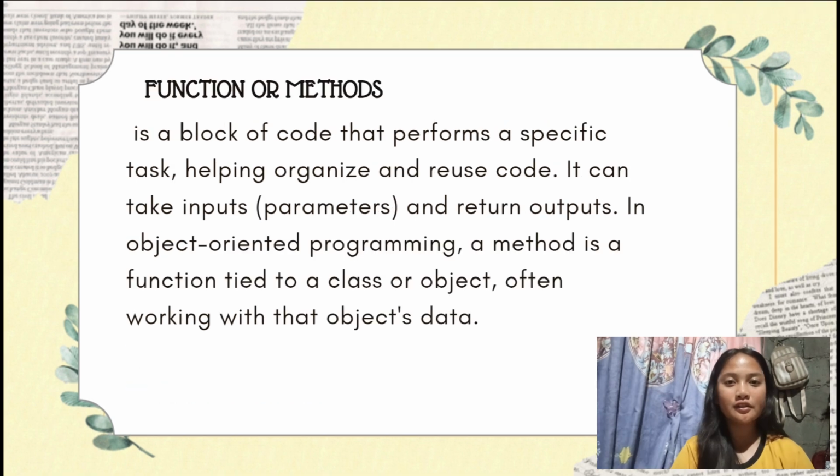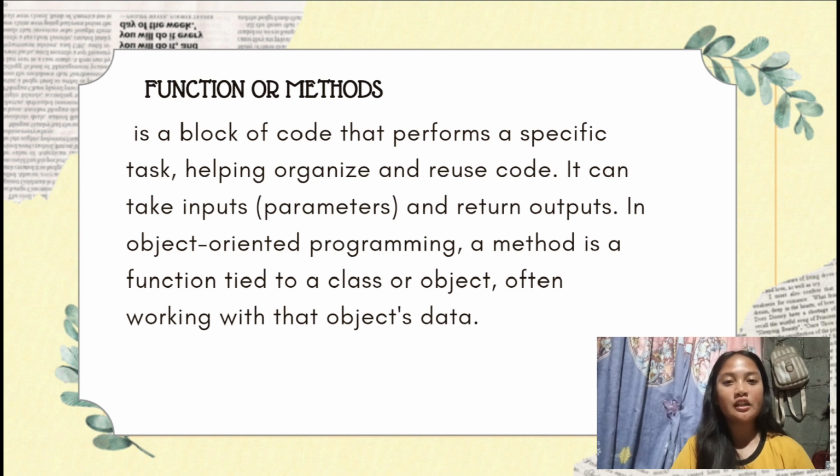Functions or methods. A function is a block of code designed to perform a specific task. Functions help in organizing code by allowing you to group related operations together and making your program easier to manage. They can take inputs called parameters or arguments and can return an output, which may be the result of performing a calculation or an action.